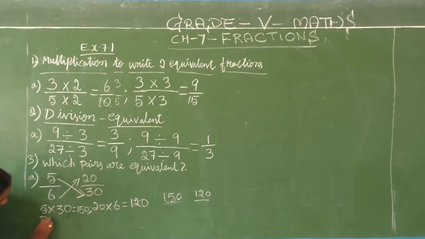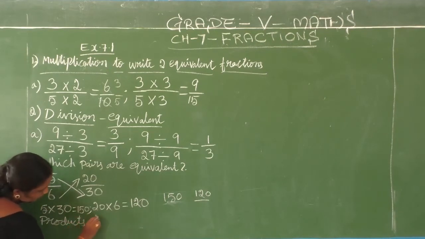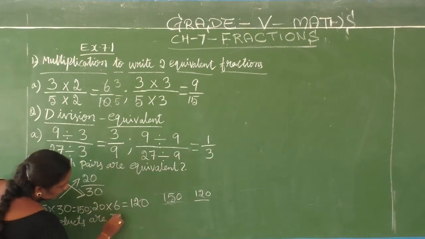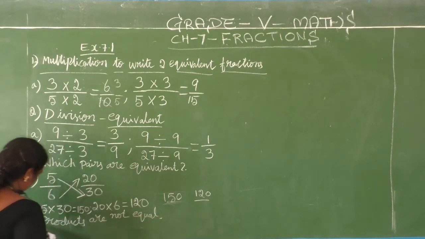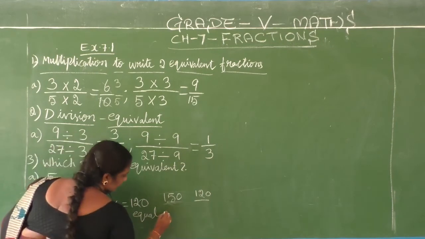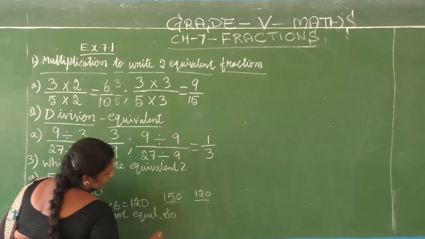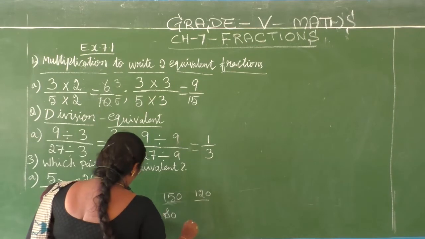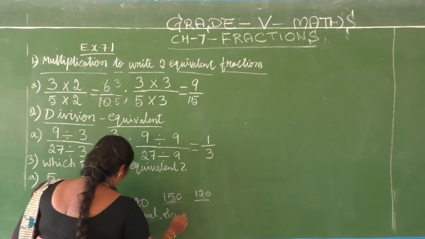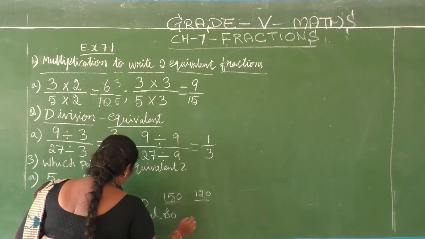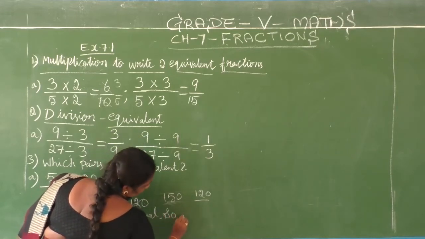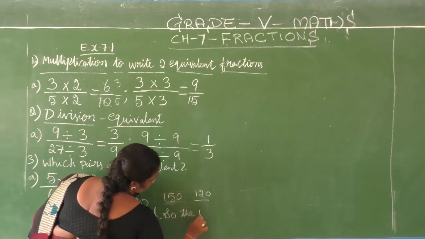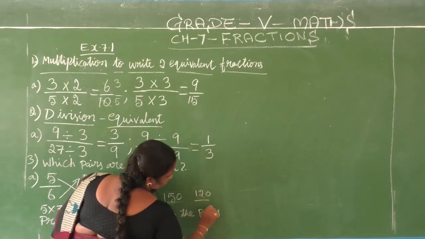Products are not equal. Not equal, so not equivalent fractions. So the pairs are not equivalent.